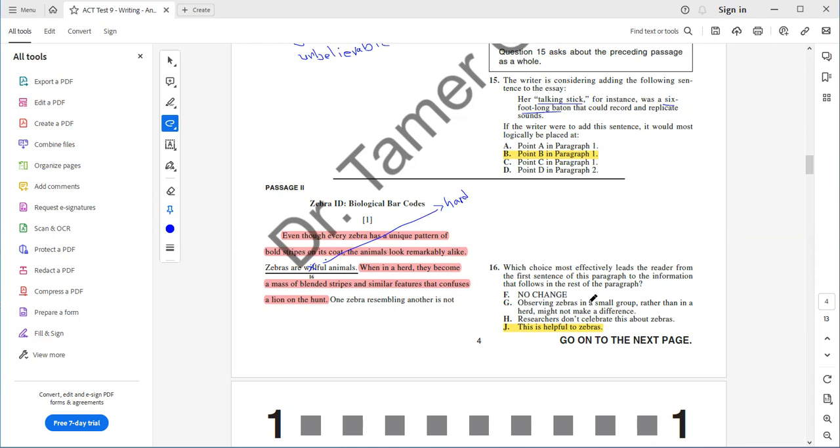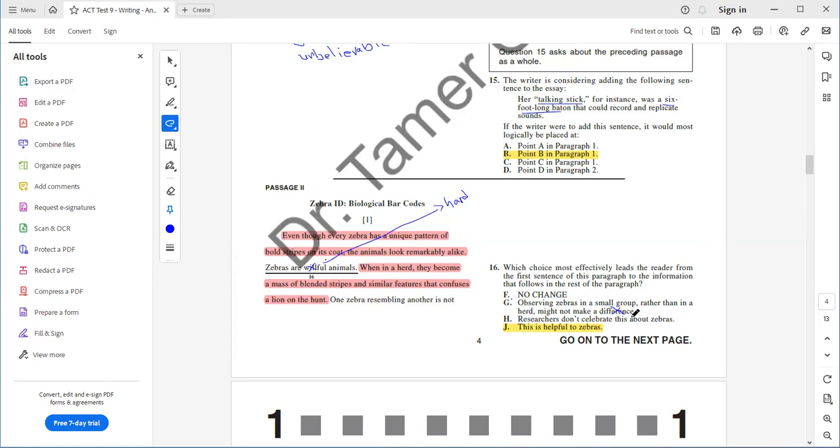Observing zebras in a small group rather than in a herd might not make a difference. No, he said it will make a difference, because when they are in a herd, they become a mass of blended stripes and similar features. So this is wrong. It will make a difference.